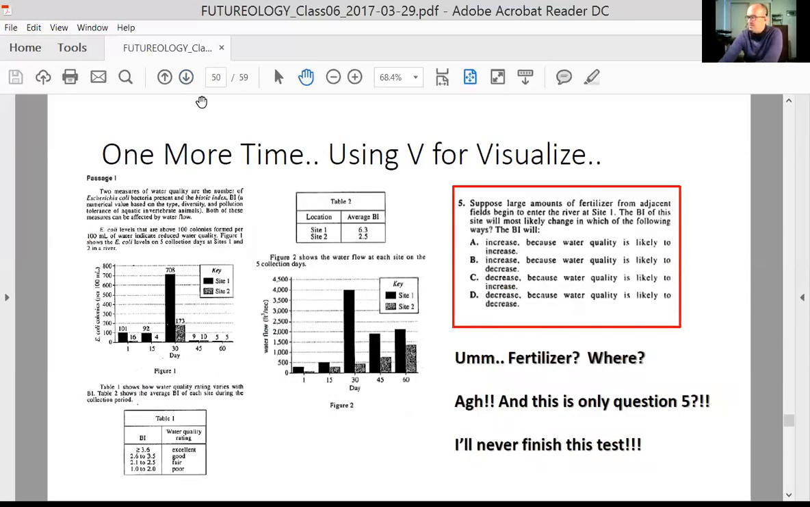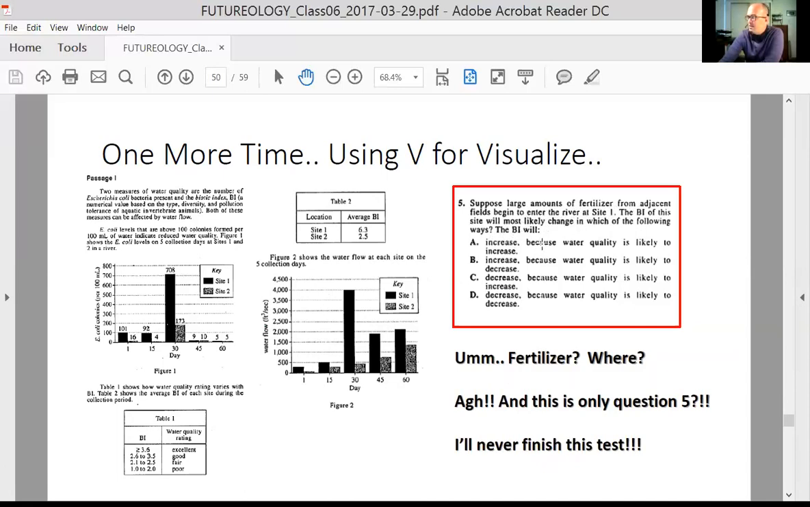Here's a better example, and this is from passage 1. So there's actually a V for visualized question really in passage 1. Passage 1 was the one that we looked at earlier that had the site 1 and site 2 and the E. coli and the water flow and the water quality. And question number 5 in passage 1 says, suppose large amounts of fertilizer from adjacent fields begin to enter the river at site 1. The BI of this site will most likely change in which of the following ways?